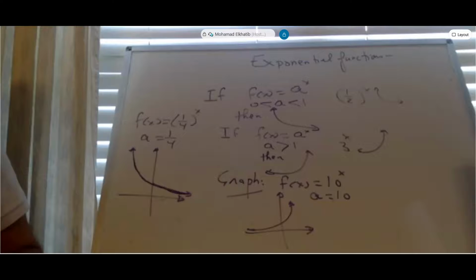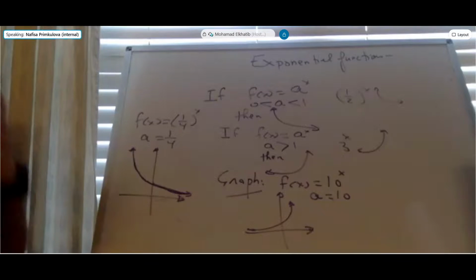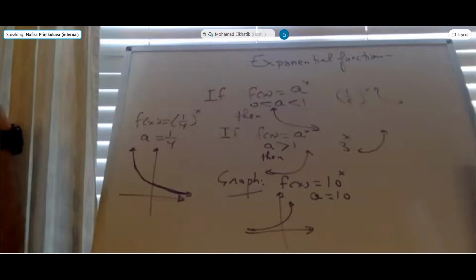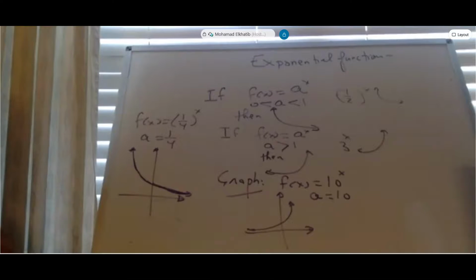Question here. Yes, ma'am. When it's a fraction, do we always have to make it a whole number, if we want to make it easy? Yeah, it's better to make it a decimal, like 3 over 2, make it 1.5. Divide 3 by 2. It's better when you graph it, yeah.